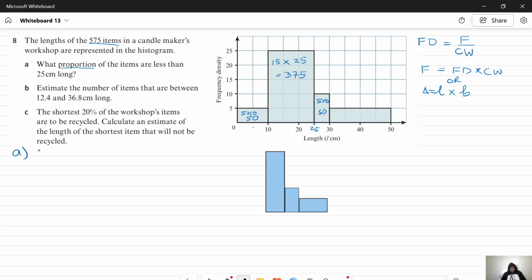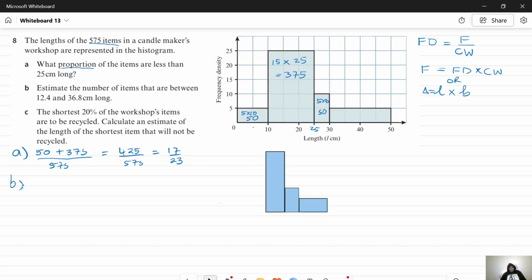So for the first one, I actually have 50 there plus 375. But since they asked for the proportion, what proportion of the items are less than 25 centimeters long, I needed to make that out of the total number of items, which is 575. So adding up first gives me 425, out of 575, and that simplifies to 17 over 23. Okay, so that is our answer to A.